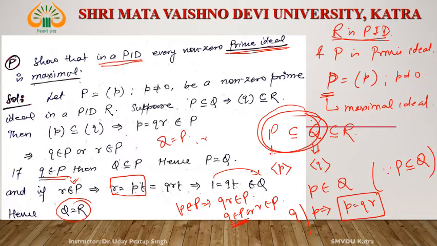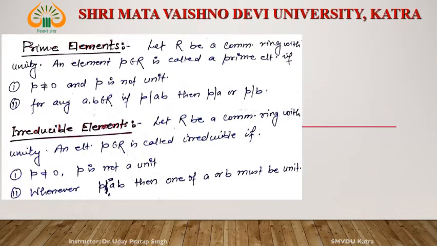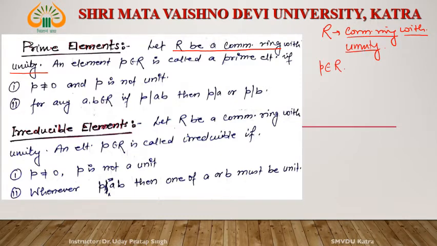Now let us see what is a prime element and what is an irreducible element. Come to the prime element. Let R be a commutative ring with unity. An element p belonging to R is said to be prime if it satisfies two conditions.